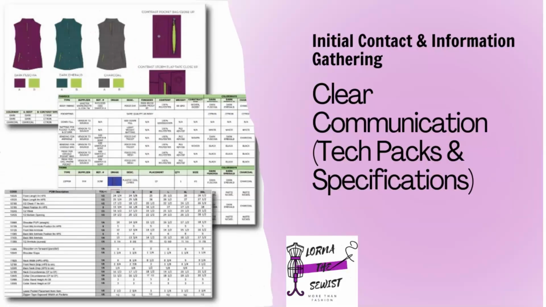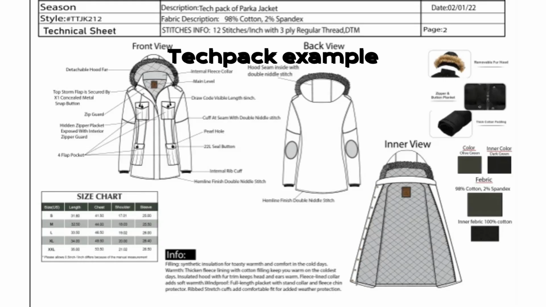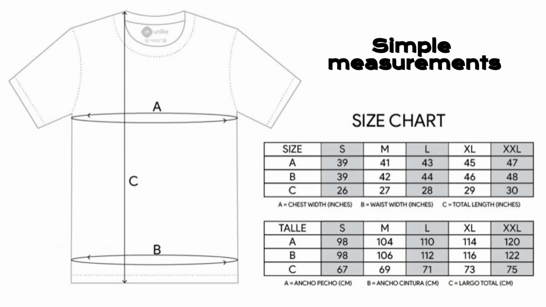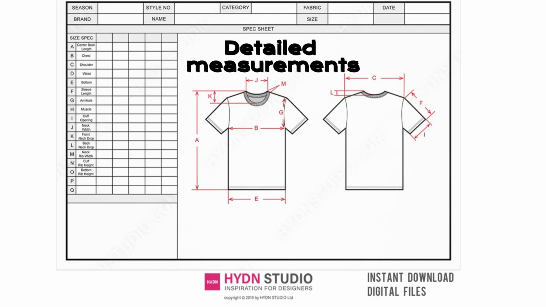Now we get into clear communication, so mostly about tech packs and specifications. So do you have a proper tech pack? A tech pack is a set of instructions to get your designs made. It includes the exact steps and materials required to manufacture your product. In the tech pack, you need to ensure that your measurements are clear. There are different ways people take measurements depending on the complexity of the outfit as well as the factory you're working with. So these are the two examples that I've shown you.